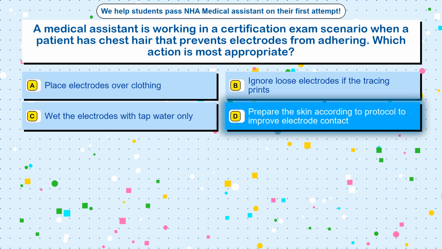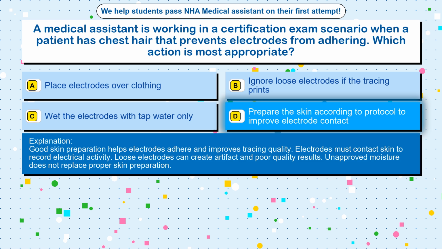The correct answer is option D, prepare the skin according to protocol to improve electrode contact. Good skin preparation helps electrodes adhere and improves tracing quality. Electrodes must contact skin to record electrical activity. Loose electrodes can create artifact and poor quality results. Unapproved moisture does not replace proper skin preparation.